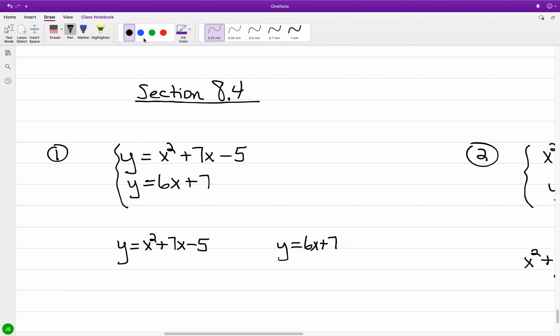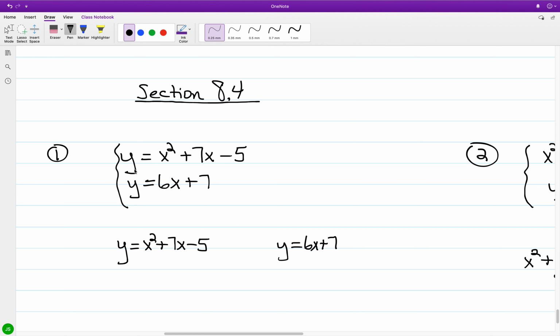And what we can do is one approach. We have y equal to 6x plus 7 and y equal to x squared plus 7x minus 5. In section 8.4, for the first equation system, we have y equal to x squared plus 7x minus 5, and y equal to 6x plus 7.